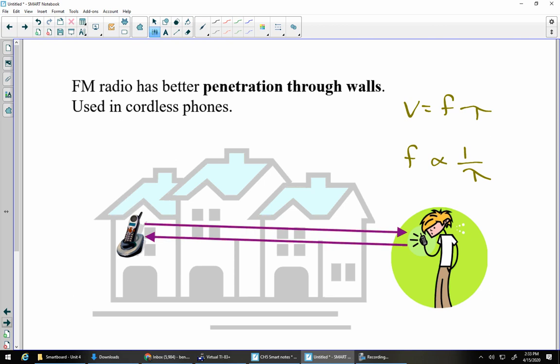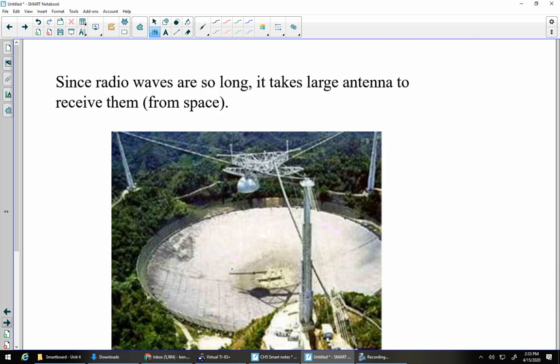So shorter wavelength or higher frequency typically has better penetrating abilities. So they can go through walls and stuff like that. So FM radio can go, you know, straight through the wall of your house. You can use it for cell phones, all cordless phones, all kinds of different things like that. AM, less so.